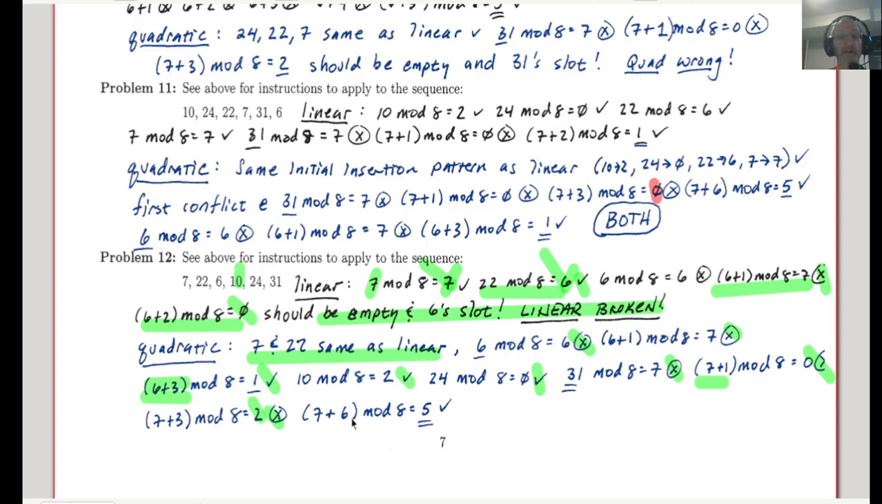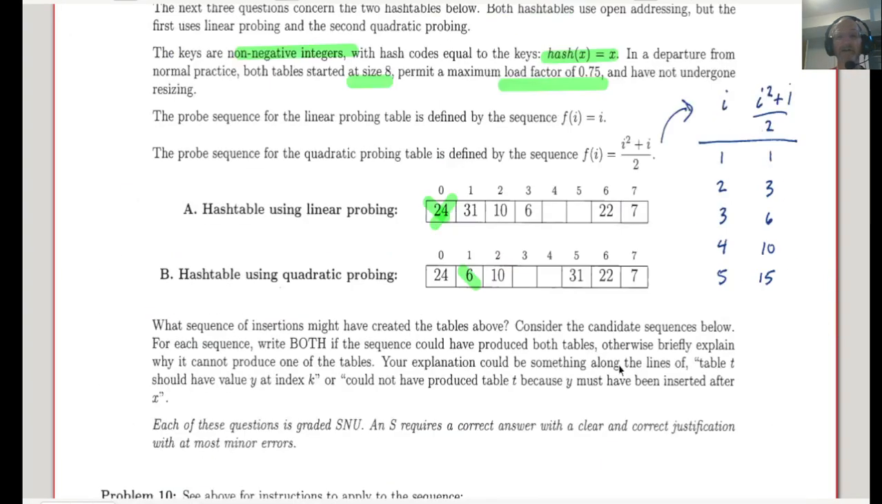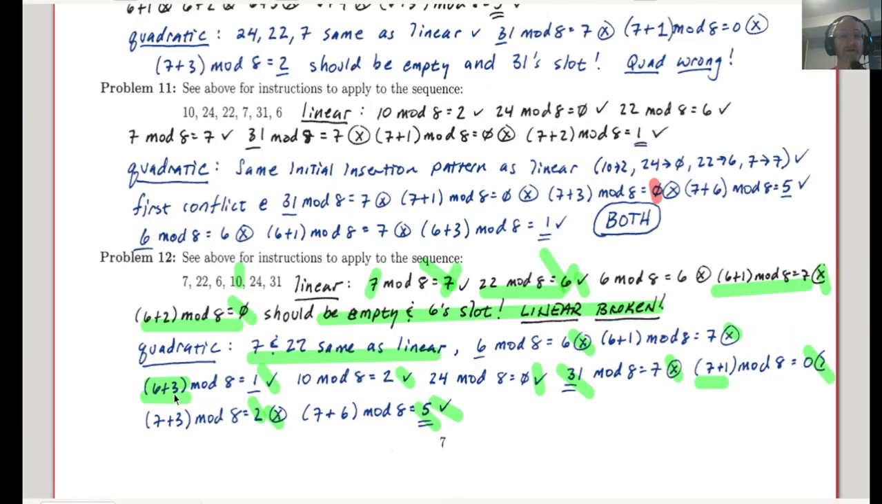And 7 plus 6 is 13. Mod 8 is 5. And not only is that not a collision, but it's also the value in this table at slot 5 is 31. So it works for quadratic but not for linear.